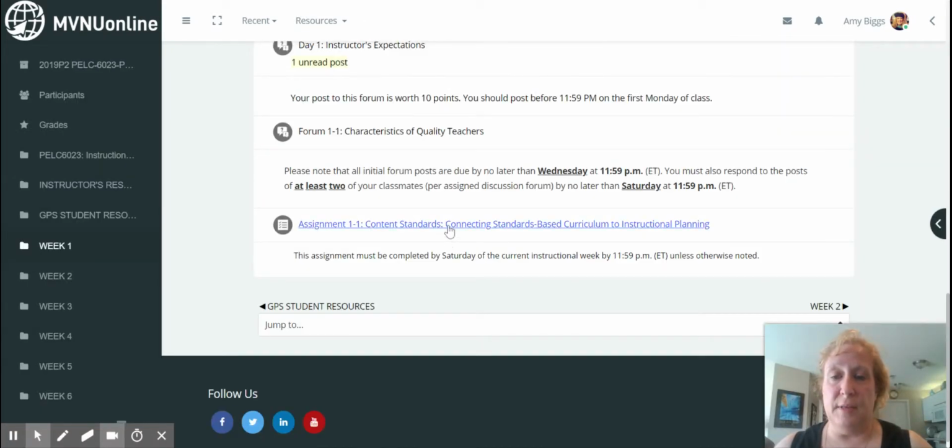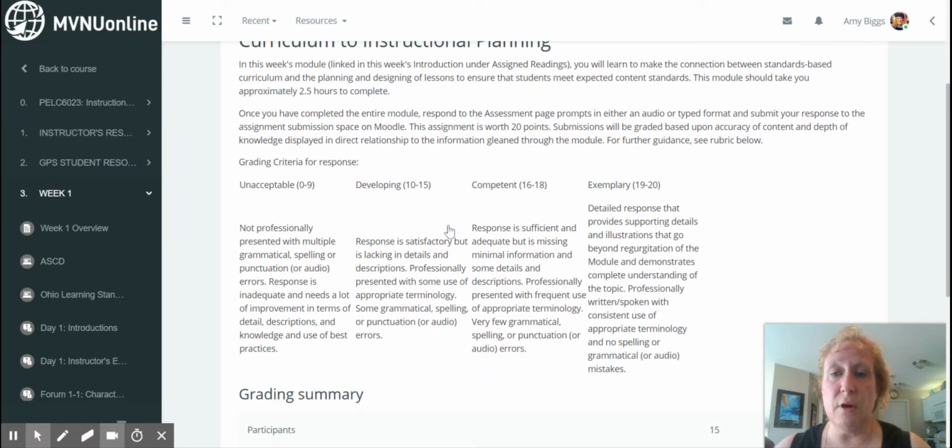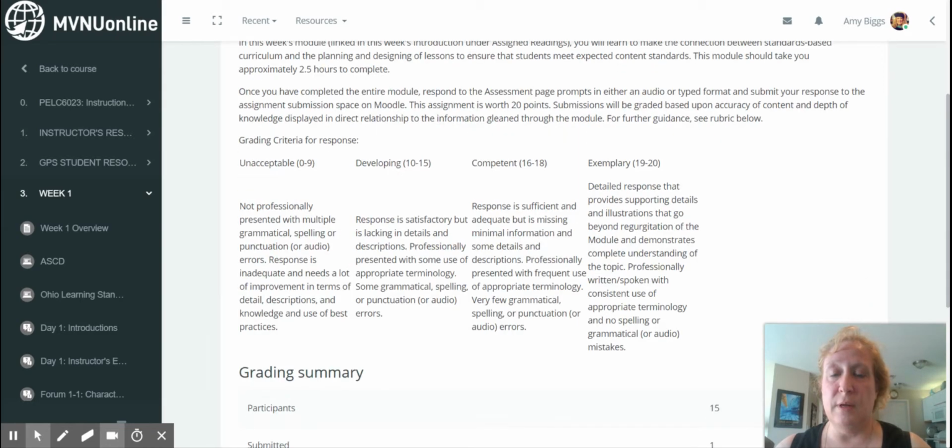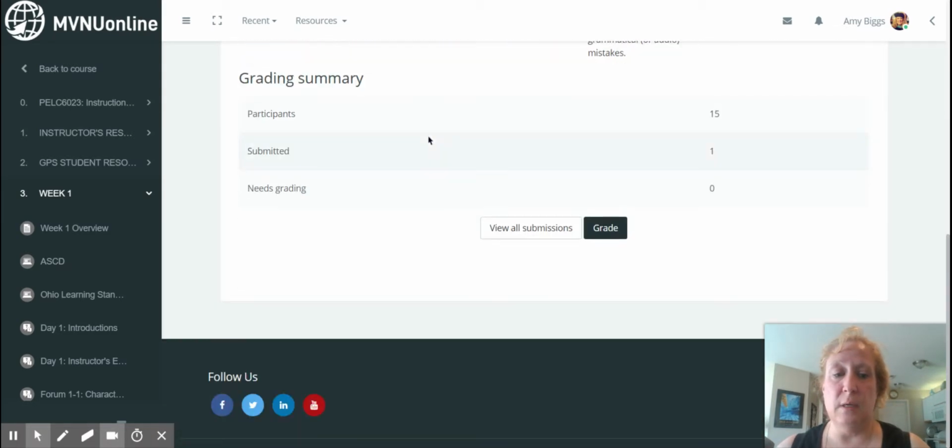Also, there's the assignment that we already looked at. Here are the things that I'll be looking for. It'll take you about 2.5 hours to complete, and that is that IRIS module that we already looked at.